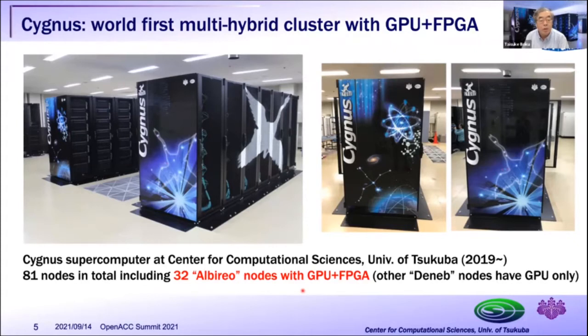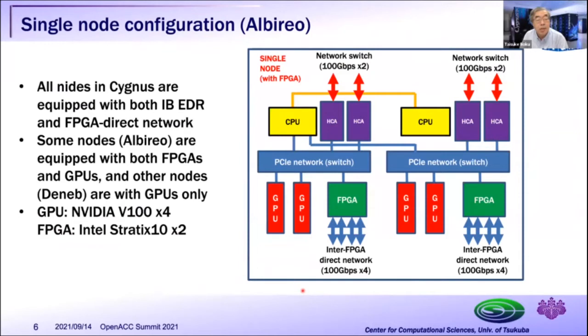So every node has a GPU, but then 32 special Albireo nodes are also equipped with an FPGA additionally. This is a block diagram of the Albireo node. We have 2 sockets of the Intel Xeon Gold and 4 GPUs, each of them NVIDIA Tesla V100. And additionally, 2 FPGAs, that is Intel Stratix 10 FPGA, one of the most advanced FPGAs for high-performance computing.